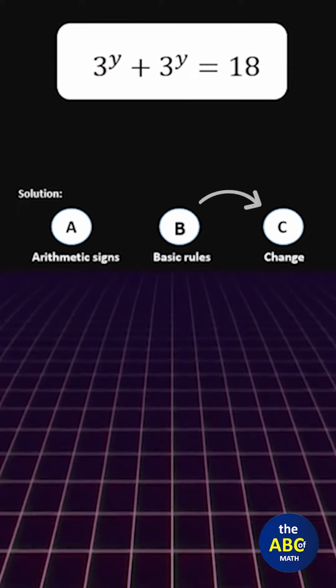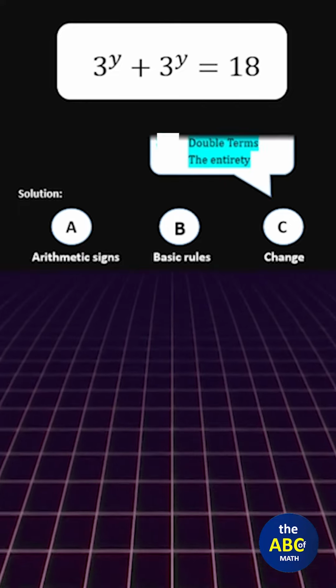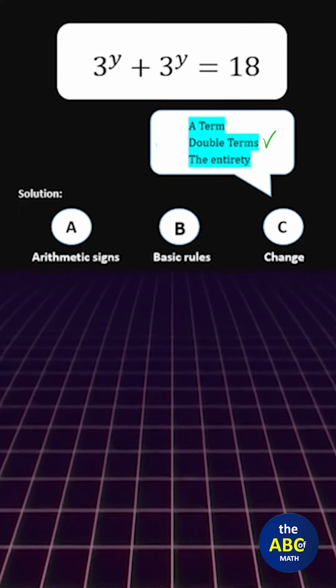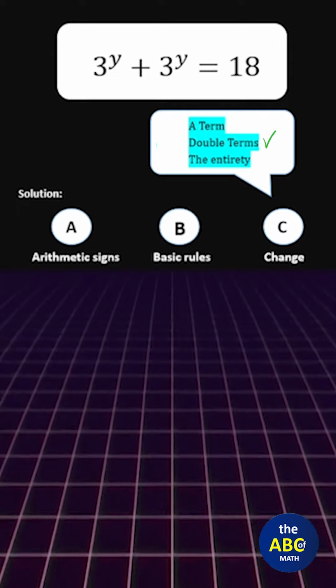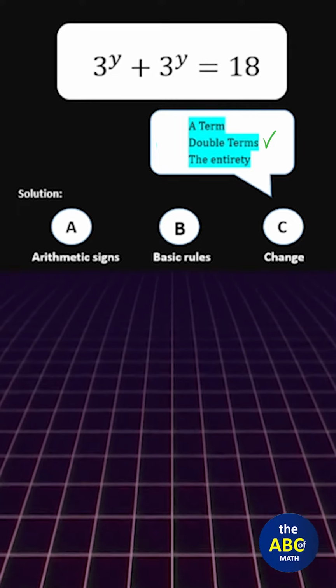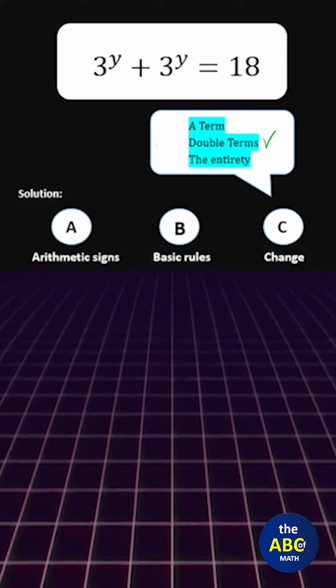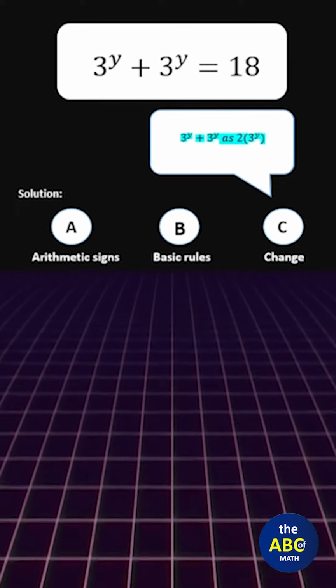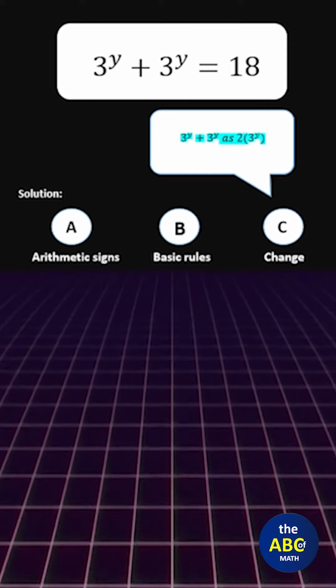Gladly, what works doesn't exceed c. Here, 3 raised to power y plus 3 raised to power y can be changed or rewritten as 2 open bracket 3 raised to power y, which brings us to.